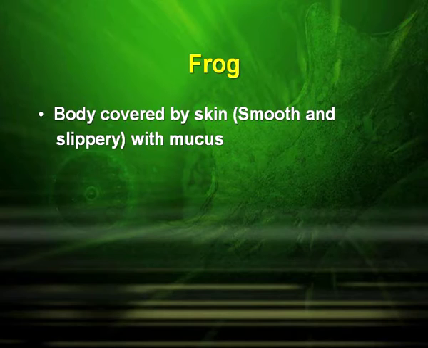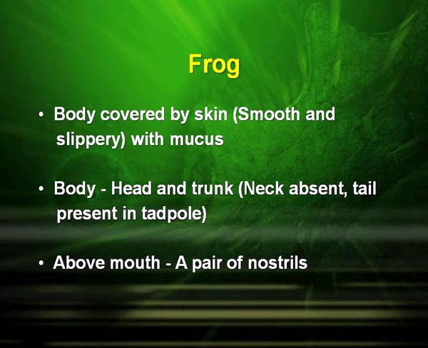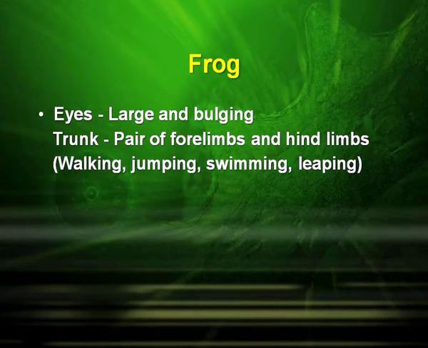We can easily feel that it has mucus on the skin, and the body is divided into head and trunk. The neck is absent, and we will see the presence of a tail in the tadpole-like stage. Above the mouth, they have a pair of nostrils, and if we have a close look at the eyes, we find that they are large and bulging.